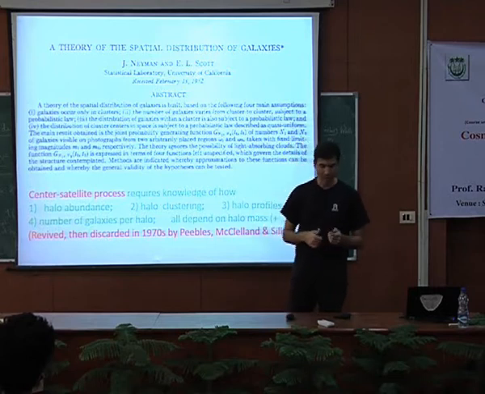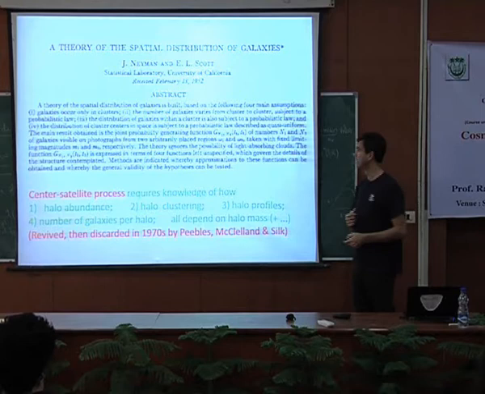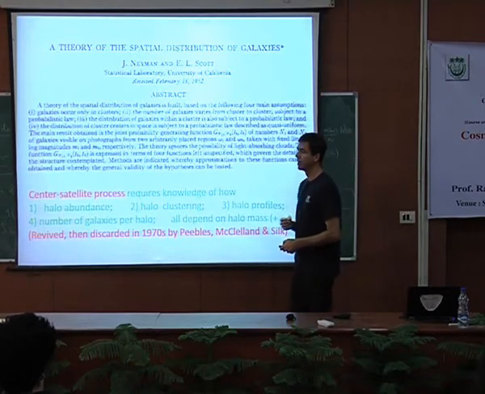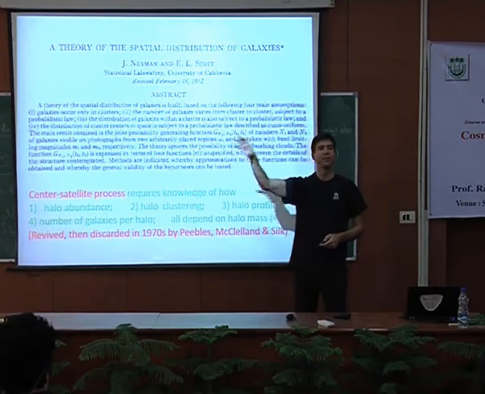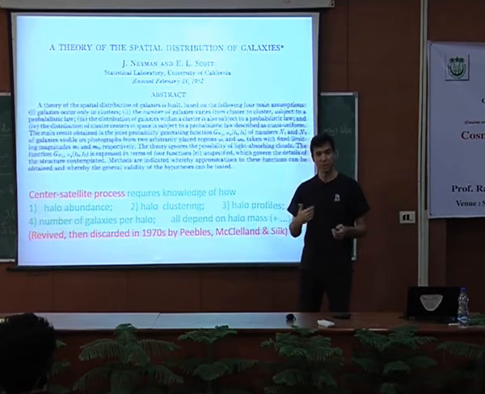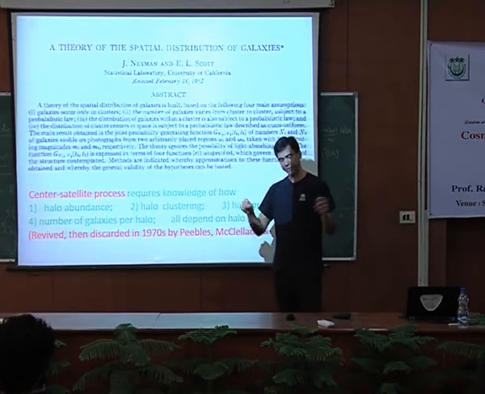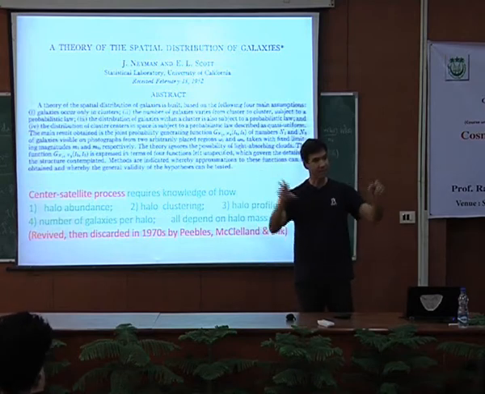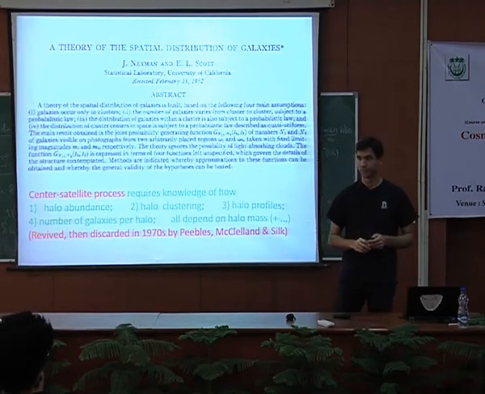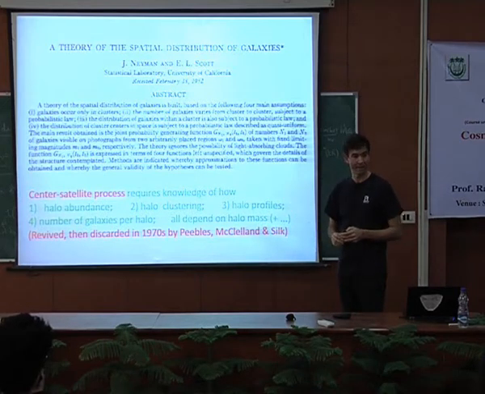Okay? So what are the things that you need to describe this process? Okay? They said, well, you need to know how many big groups and how many small groups. So in modern language, we will call that the halo abundance, the halo mass function. Okay? Then you need to know if the clusters are clustered with each other. And we know that because we've just done the model for halo biasing.